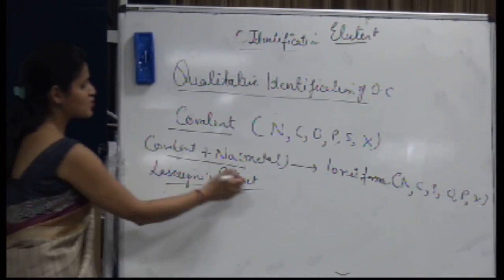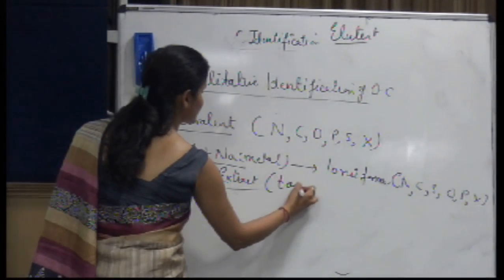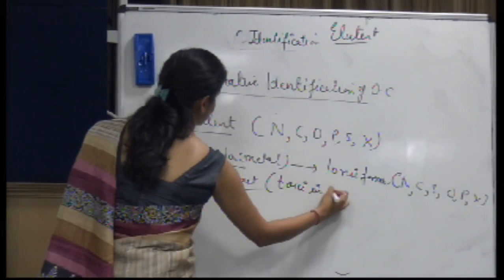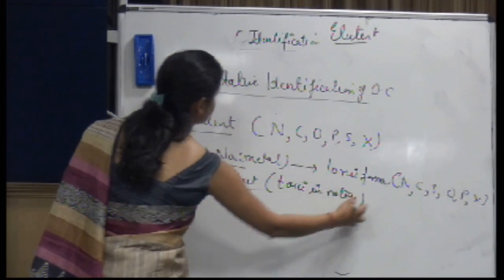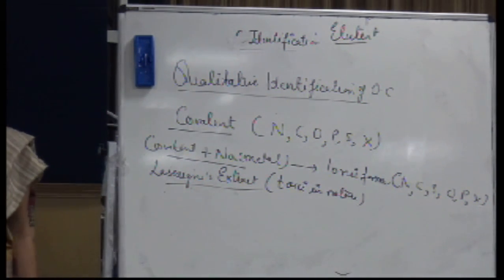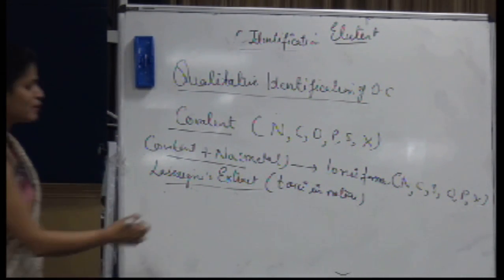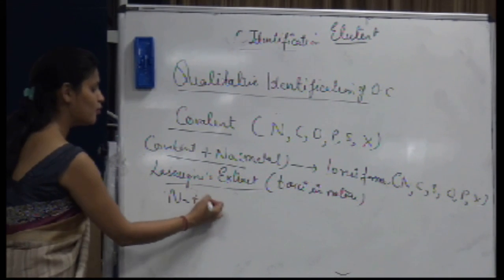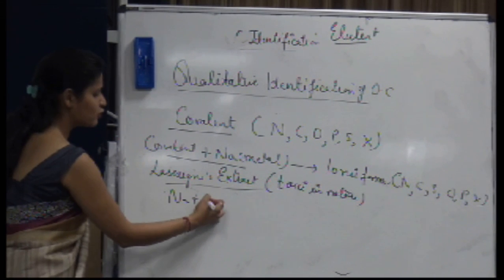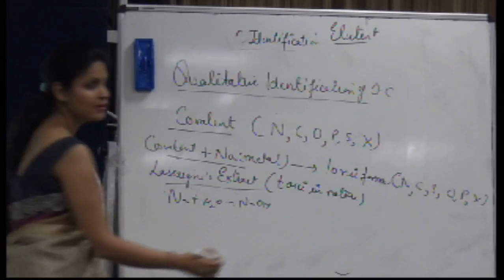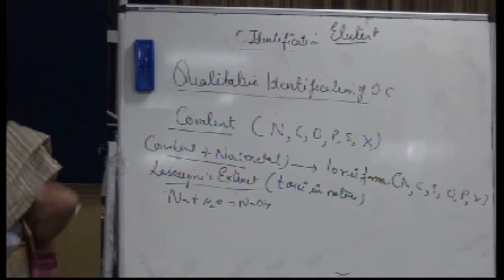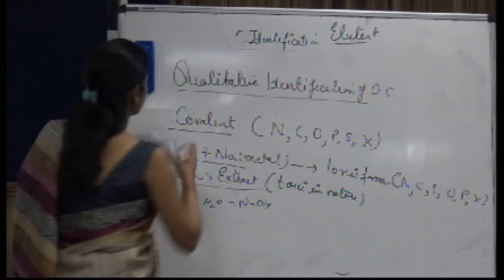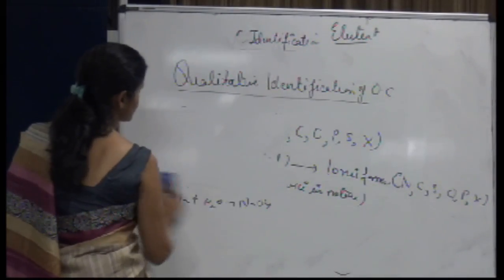This Lessaigne's extract is basic in nature. Why basic in nature? Why not acidic? Because it contains sodium metal. So sodium metal will combine with water to form NaOH. So hence this is a basic extract. So how do we proceed next?